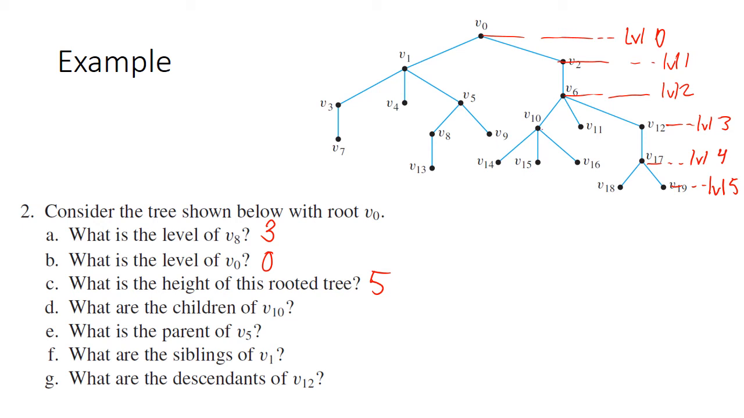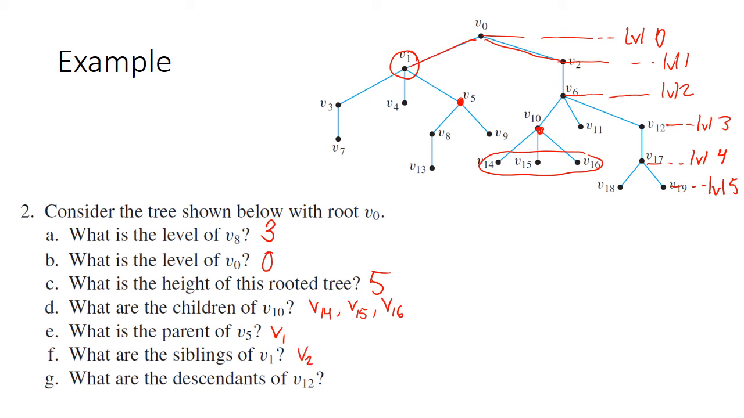What are the children of V10? V10 is right here, and its children are these ones right below it. So that's going to be V14, V15, and V16. What is the parent of V5? V5 is here, so its parent is going to be V1. What are the siblings of V1? The only sibling of V1 is the one that has the same parent as V1. The parent of V1 is V0, and then V0's other child is V2.